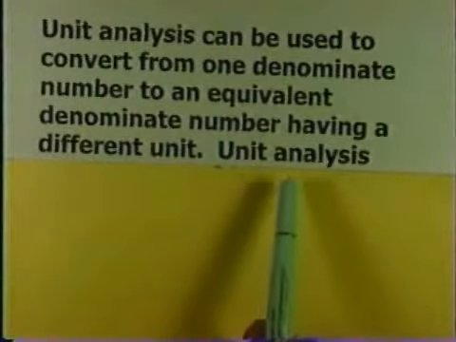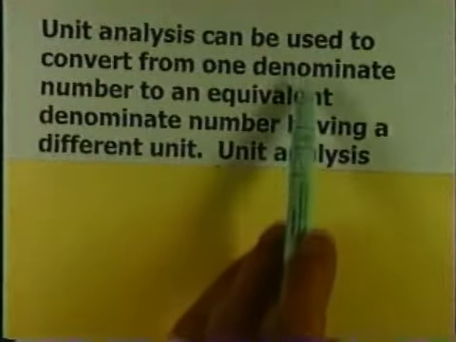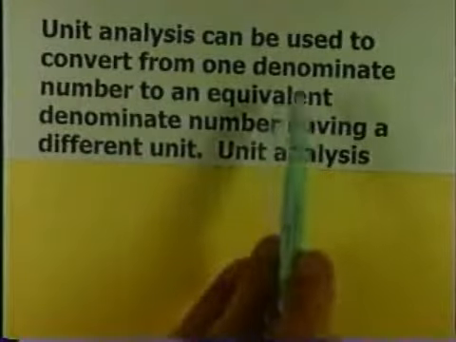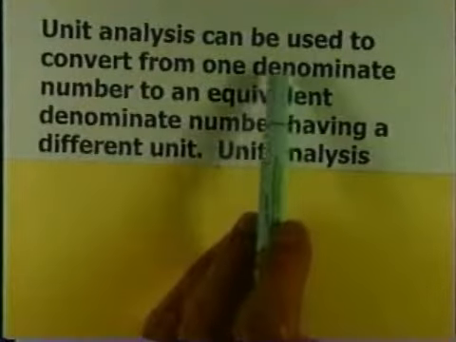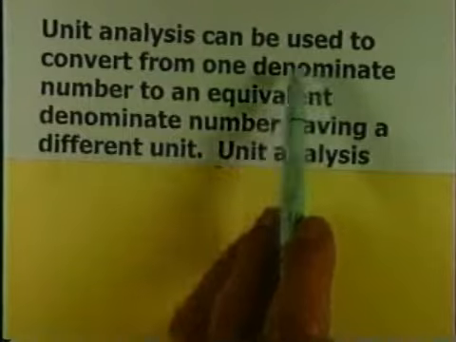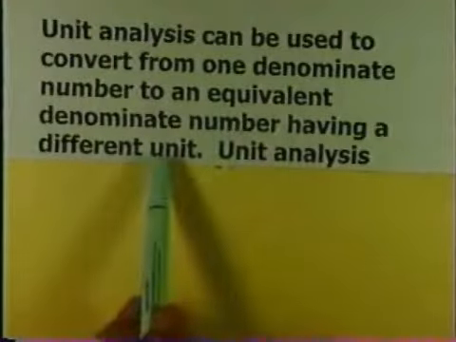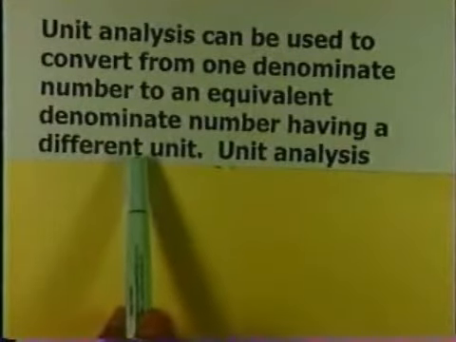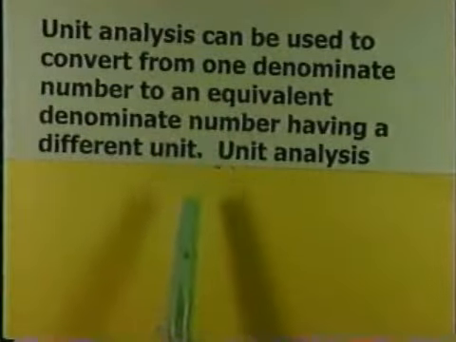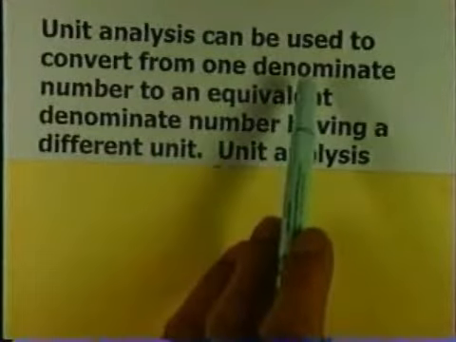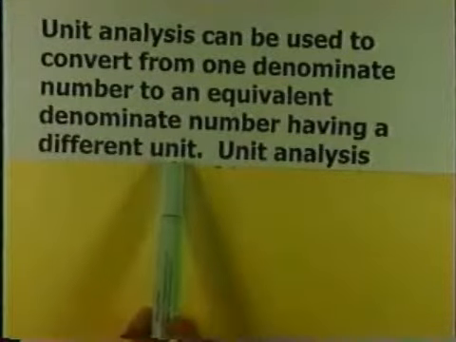8 is just a plain number. 8 feet is a denominate number. You have the number and the unit. 9 miles is a denominate number. You have the number and the unit. So I can convert from, say, one denominate number, 9 miles, to an equivalent denominate number having a different unit. So I could convert the 9 miles to feet. In my head, I can't tell you what the number would be. We're going to do that with unit analysis in just a few minutes. But I could convert from a denominate number involving miles to an equivalent denominate number involving feet.